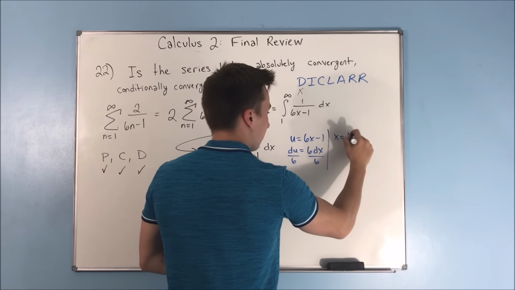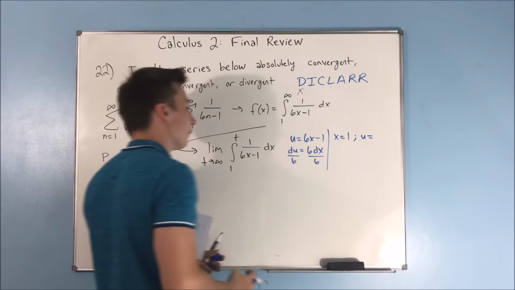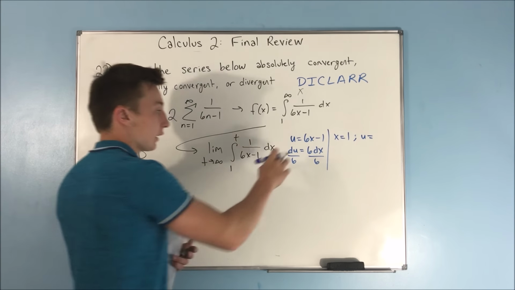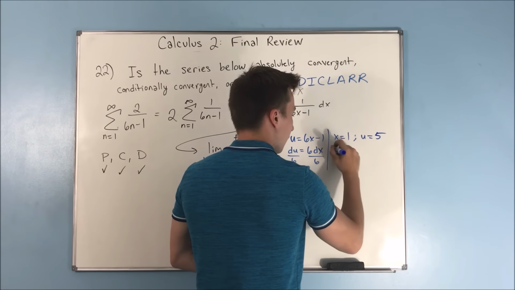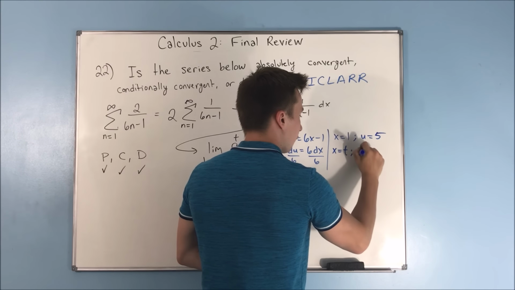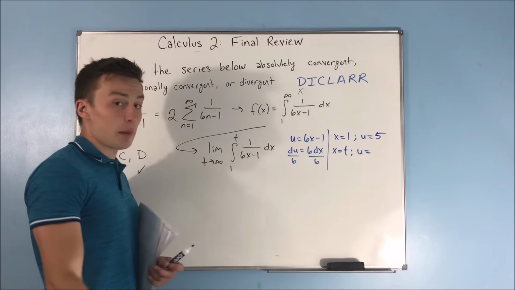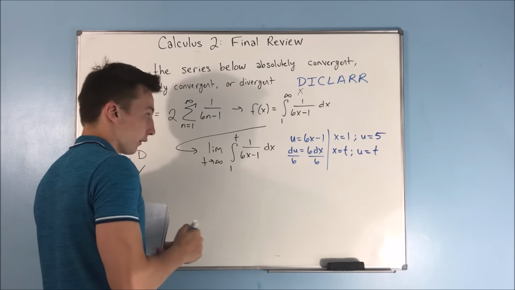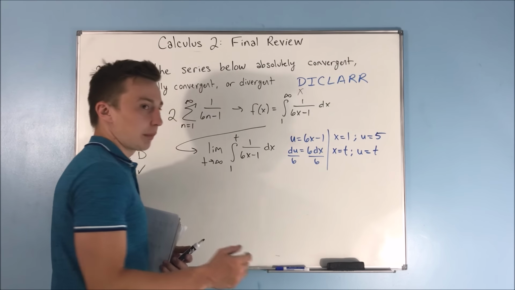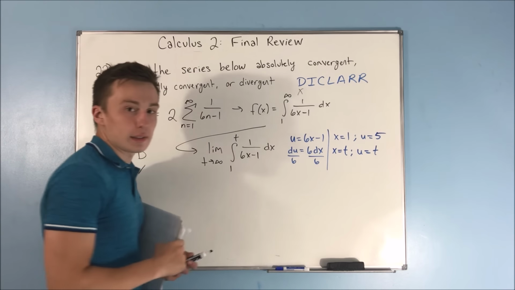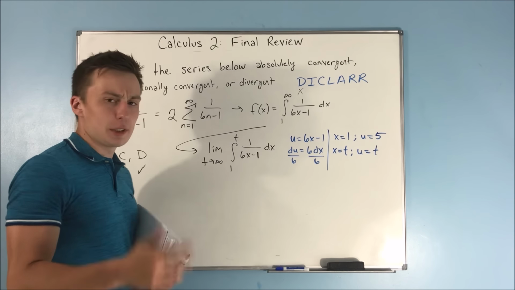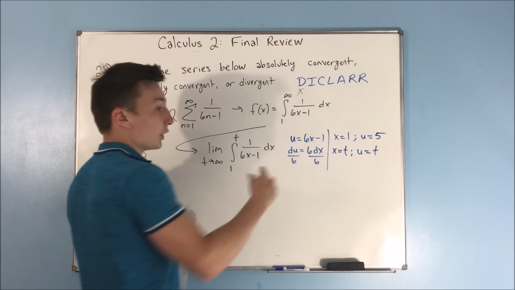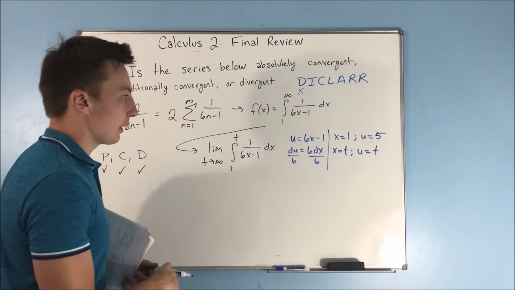Now you have to fix your bounds, put it in terms of u. If x equals 1, then u will equal 6 minus 1, which is 5, and when x equals t, it doesn't matter that you're multiplying by 6, it doesn't matter that you're subtracting 1, u is going to equal t. The only time it would matter is if it was something like u equals 1 over x, which would be a weird substitution, but if you had to do that, then you'd have 1 over t, which is going to be 0. So that's the only time that something like that would matter.